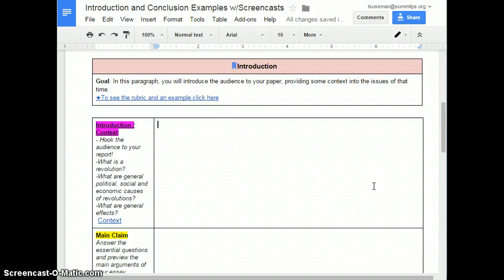This screencast is going to be the creation instructions for the introduction paragraph of the Revolutions essay. The introduction paragraph should be written after you've already completed body paragraph 1 and body paragraph 2. After you have those two body paragraphs, we come back and we create our introduction. The introduction is serving to introduce the audience to our paper, provide some context into the issues of the time, and also stating our main claim.